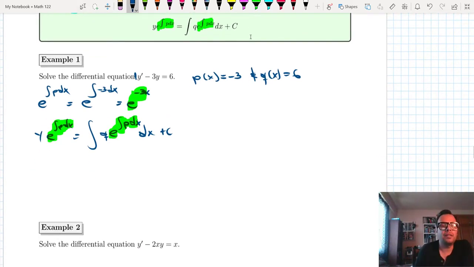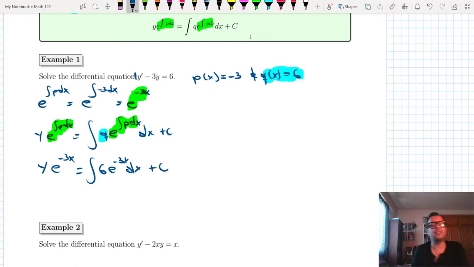So what do we have? y, and then instead of this quantity in green, we just write e to the -3x equals the integral of q. But what's q? q is just 6 times e to the -3x dx. And notice this already has a plus c. That comes from the method of solution. I'm not going to do the derivation of the formula, but there is a justification to this formula. So in this case, we're just going to use it because we know it works.